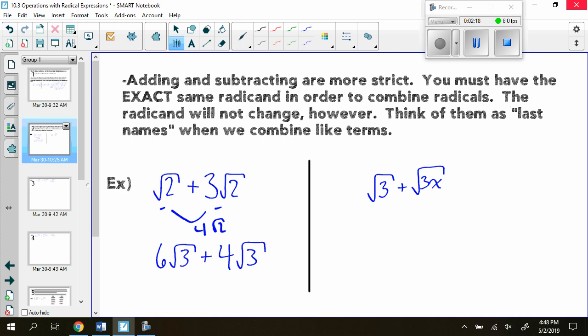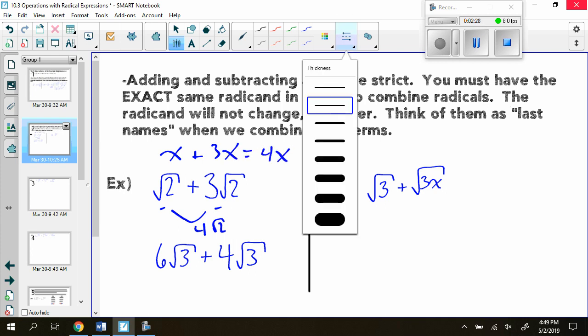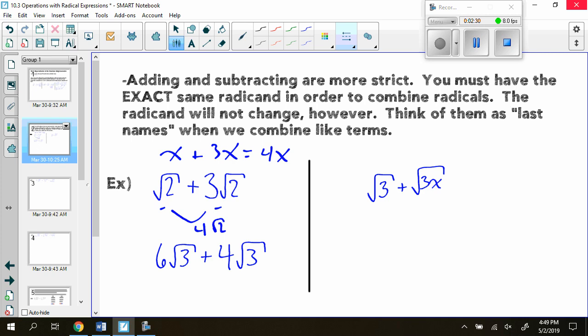You can see that it's really similar to if I had x plus 3x, I would add those together to get 4x. Really the same exact idea. Down below, 6 square roots of 3 plus 4 square roots of 3. Add up the coefficients, the regular part, to get 10. Keep your last name, the square root of 3. So 10 square roots of 3.